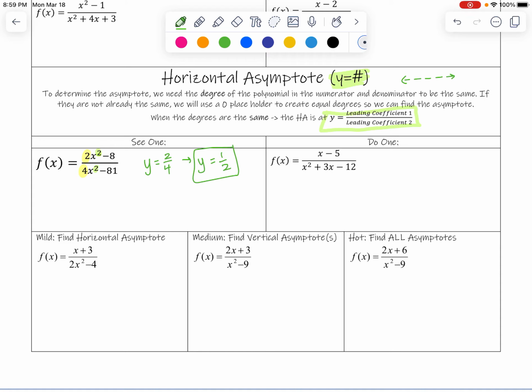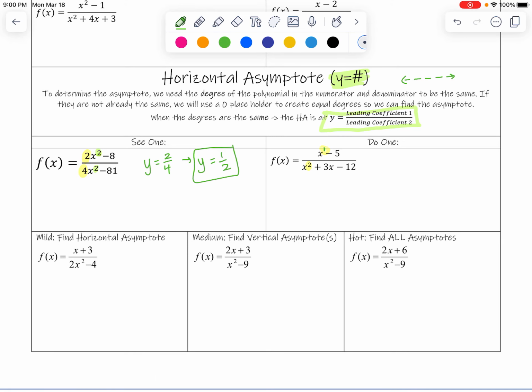All right, let's do this next one together as well. So I have f of x equals x minus 5 divided by x squared plus 3x minus 12. In the numerator, we have x minus 5. We can think of this x as being x to the first power. So the degree in the numerator is 1. In the denominator, we have an x squared. That's the highest power of x. So that is our degree.